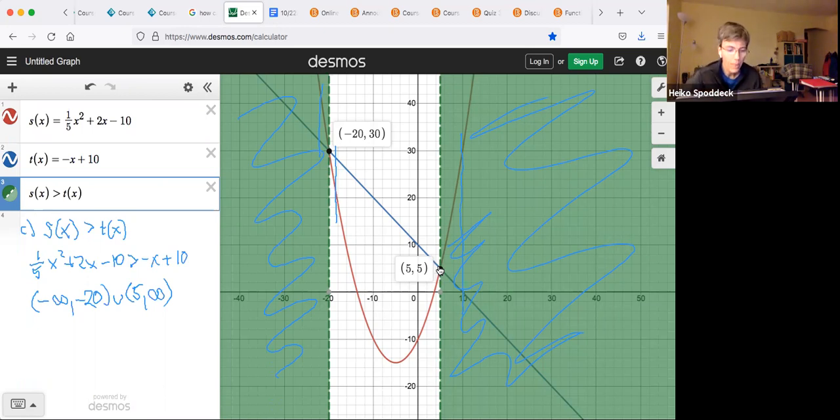Now for D, it's usually exactly the other way around. So I'm gonna click this away. Actually, I'm gonna delete this part. So I'm gonna delete our solution. I'm gonna write that this is D and just change our signs here. So D now is asking us for S of X being less than or equal to T of X.